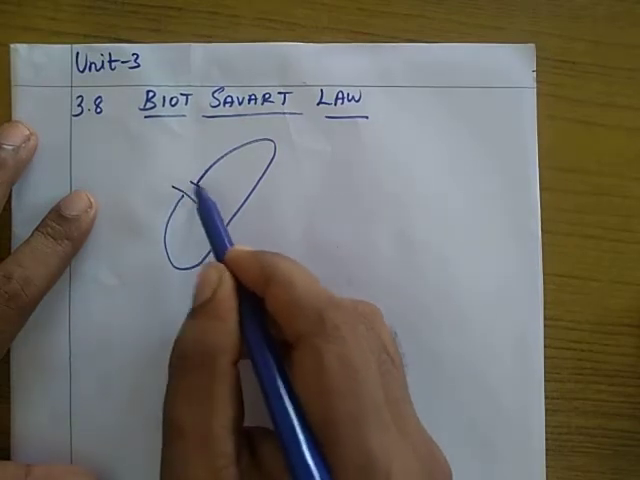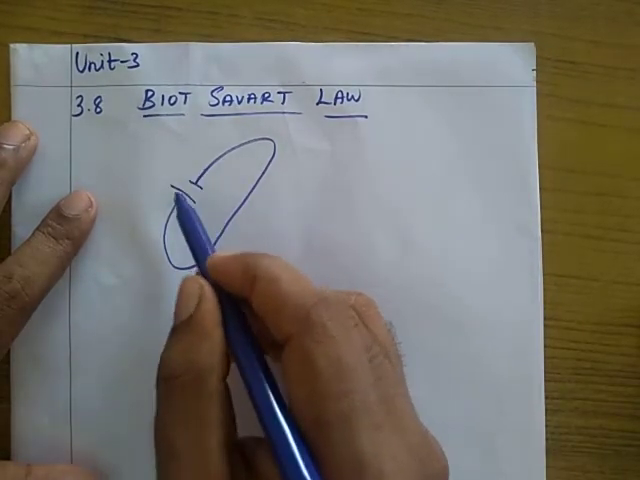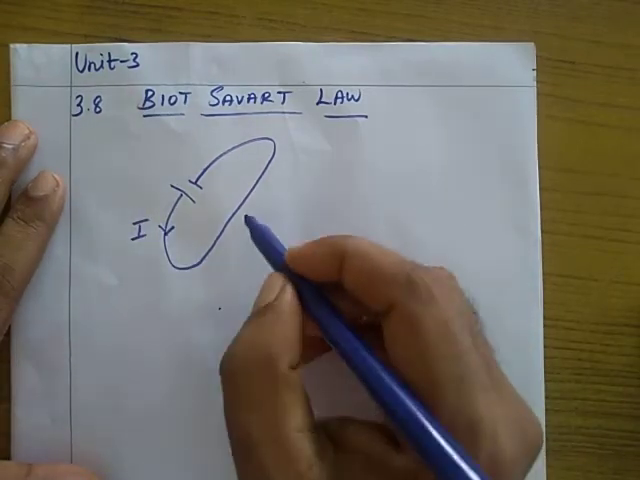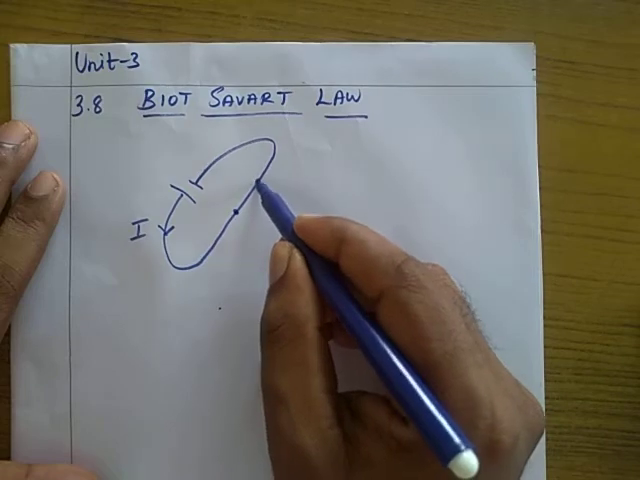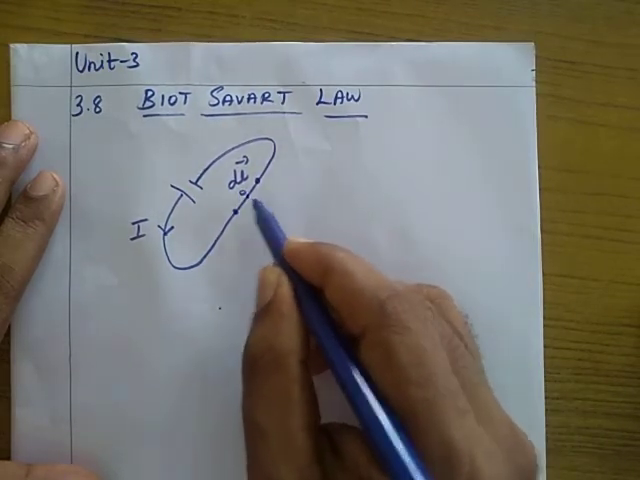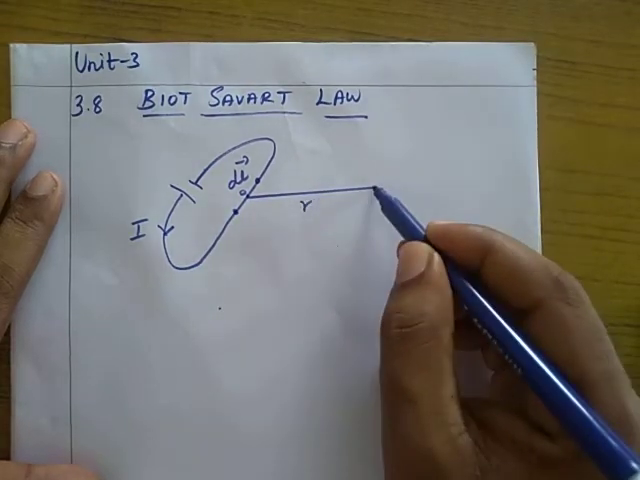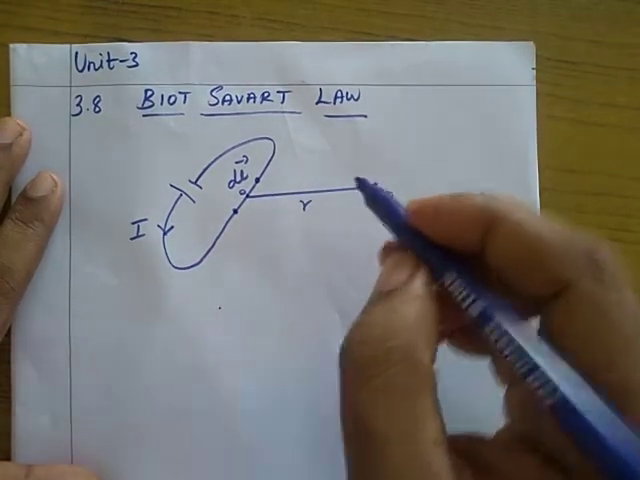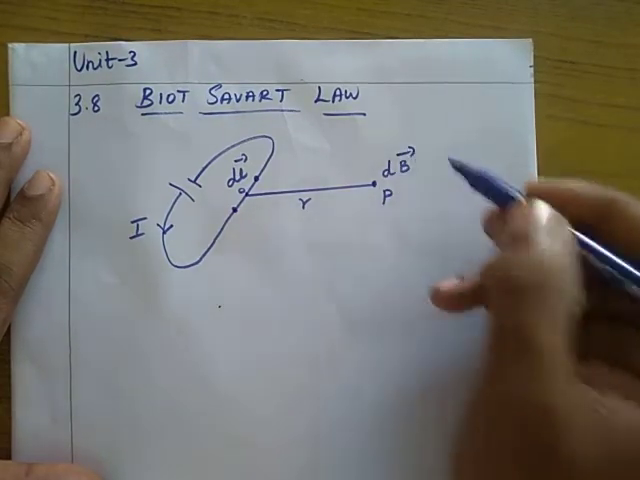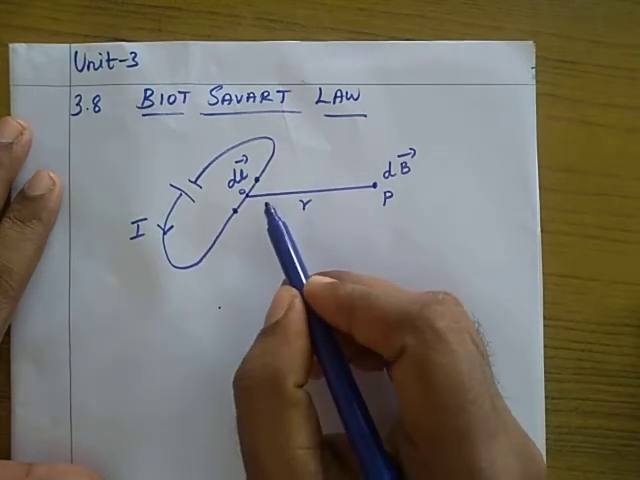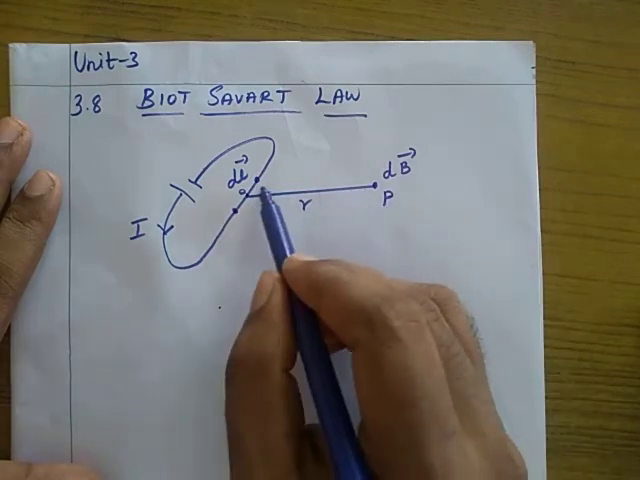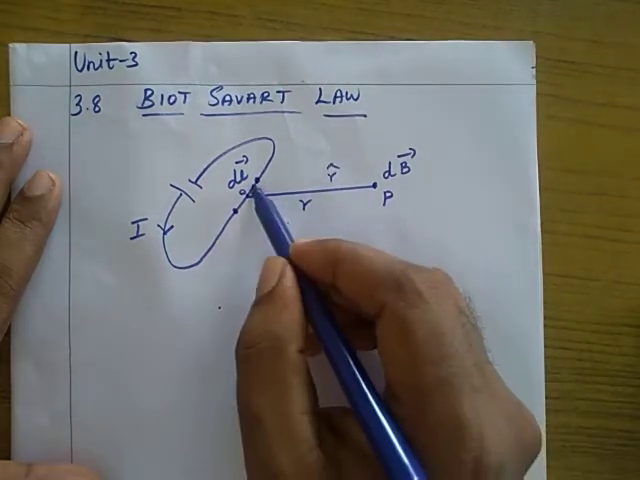Here I consider a conductor like this. I am applying some potential. Due to this potential, current I flows in this direction. Then I consider a length element, dl vector, at the center point O. At a distance r, the point P is located. At that point the magnetic field produced is dB vector. The angle between dl vector and the unit vector r cap is theta.